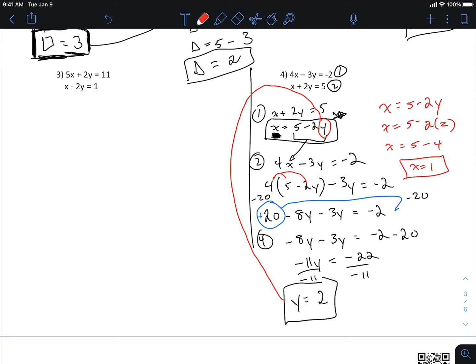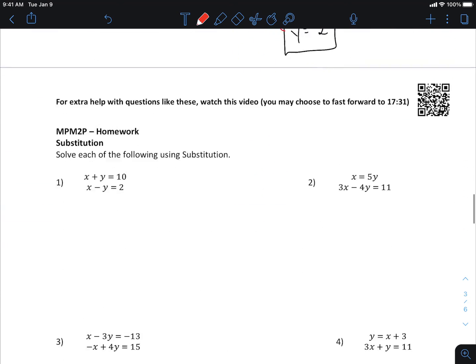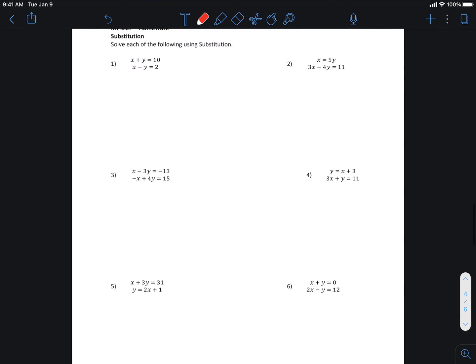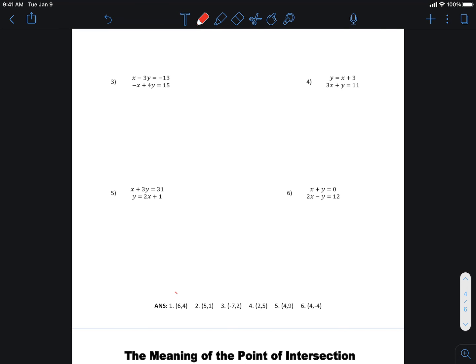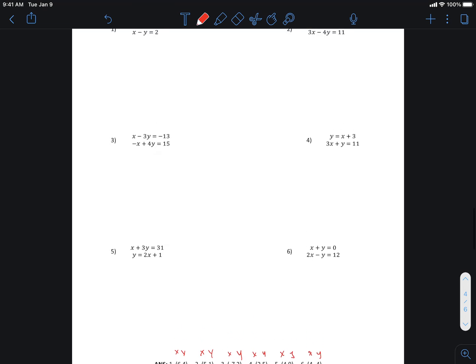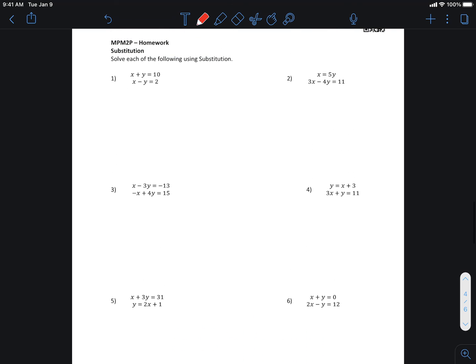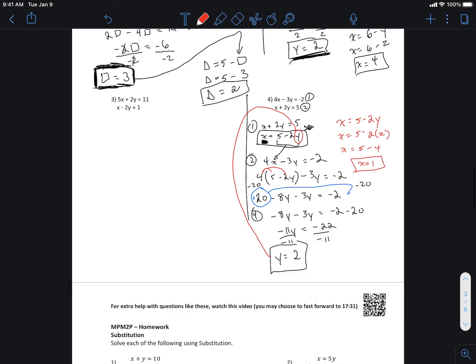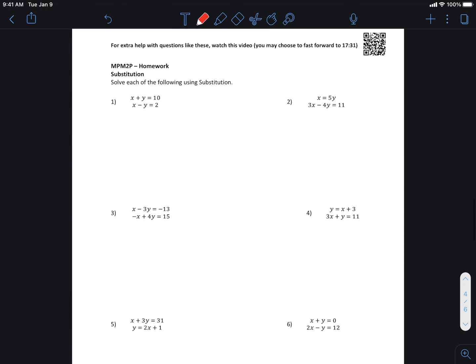If you guys have any questions, you can work on those 6 homework questions here. The answers are down at the bottom. They're all x, y, like a point. You can see what x is equal to and what y is equal to down at the bottom for each of those questions. You're just going to do the same thing as what we were doing in the lesson, so you can follow the same 5 steps. And then you can scan that QR code too. It'll take you to a video of some more questions.